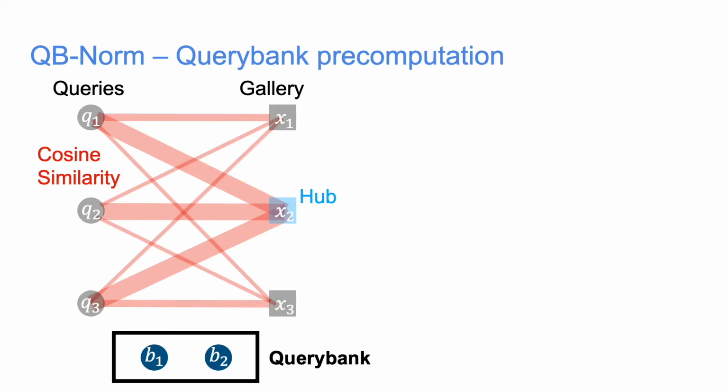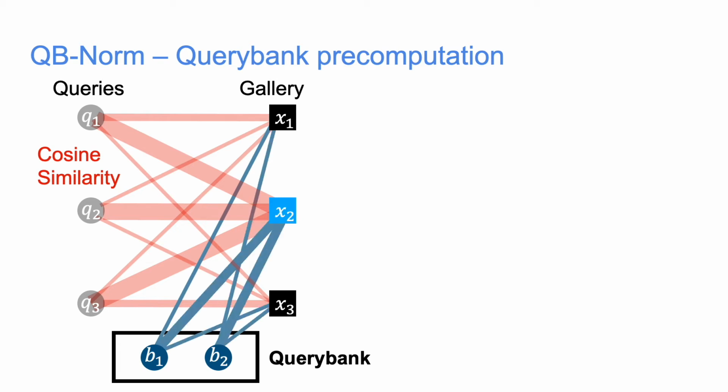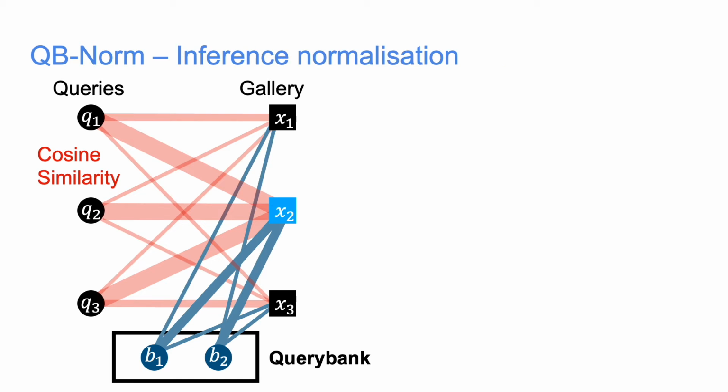First of all, a query bank needs to be defined. It can consist of training queries or, in real-world scenarios, past queries. Next, we compute the similarities between each query from the query bank and each video from the gallery. Computing the similarities between queries from the query bank and the video gallery can be done in the pre-computation step. Next, let's see what happens at inference. After computing the cosine similarities, we normalize them using QB-norm.